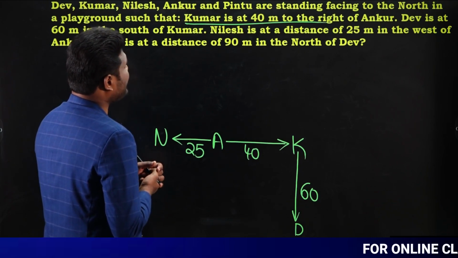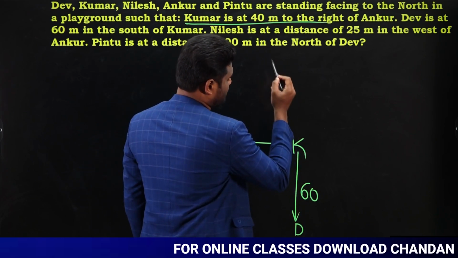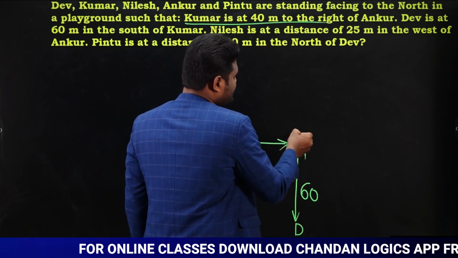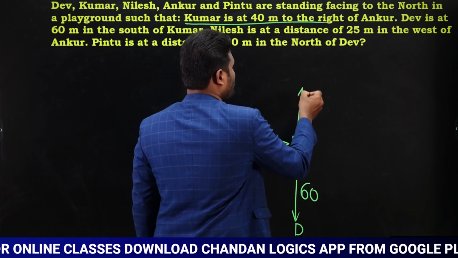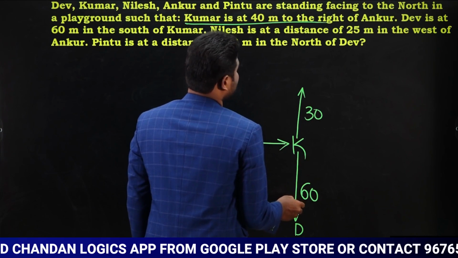Pintu is at a distance of 90 meter in the north of Dev. This is Dev. For Dev, 90 meters north. 90 meters north means already this is 60. We need 30 more. Yes or no? So total it is going to be 60 plus 30, 90.